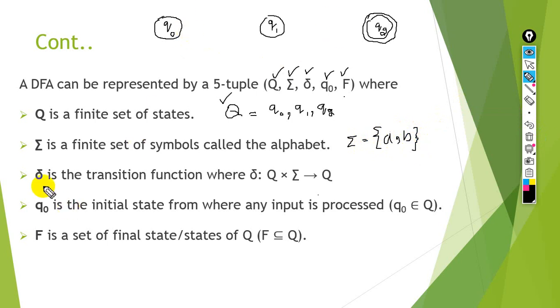Most important thing that we have is small sigma. It is the transition function where Q multiplied by sigma is Q. So what does it mean? This is a transition function for DFA. It means that from a state we will have a letter and it will move to the other state. So it represents just like this.